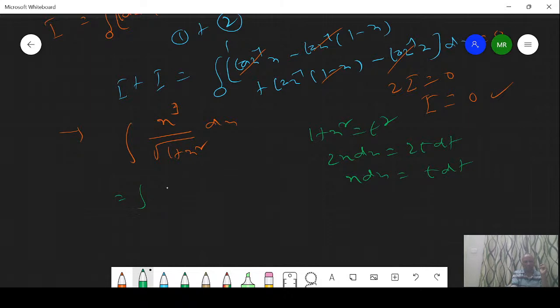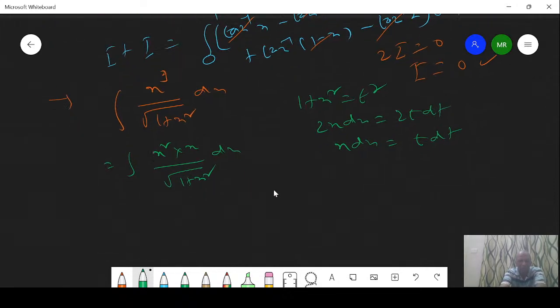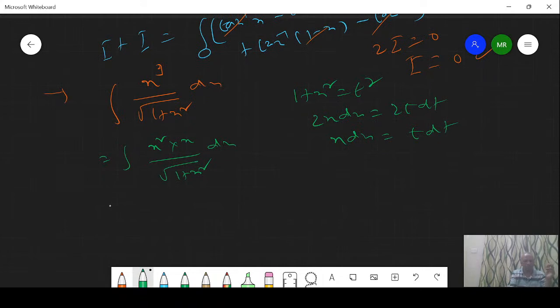From this, x cube by root of 1 plus x square dx, I can write x into x square by root of 1 plus x square dx. Correct. Now, when I have taken like this, you can observe here this x dx I can eliminate as t dt. X square means t square minus 1. So I will write this as t dt.